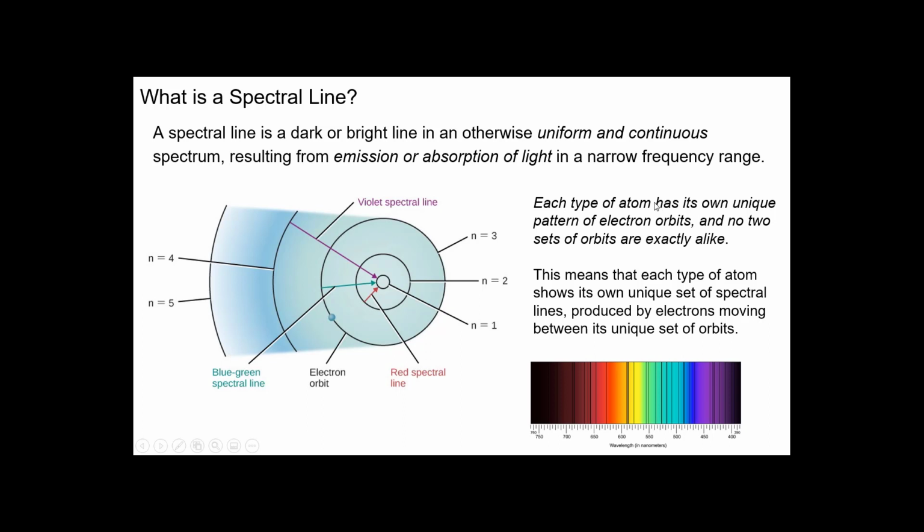This means that each type of atom shows its unique set of spectral lines produced by electrons moving between its unique set of orbits. This picture here is figure 0.5, I believe, and this is the sun. So it's showing elements that were absorbed that have been on the outer layer of the sun.